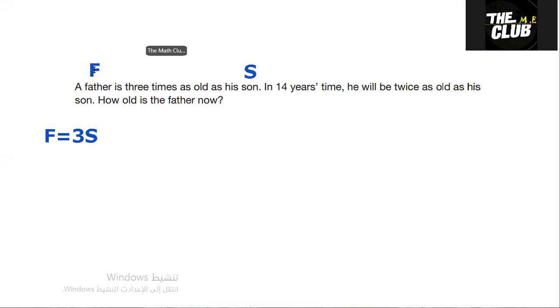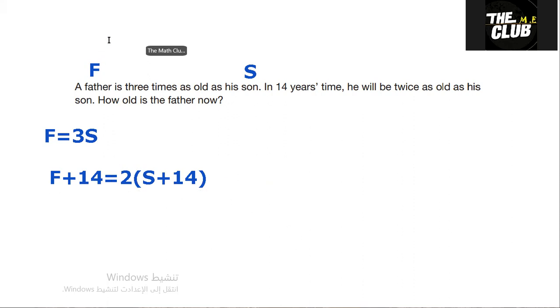As we said, this is the father, this is the son. The father is 3 times as old as the son. And then after 14 years, both of them will add 14 to their age. It means the father plus 14 equals what? He will be twice as old as the son, 2 multiplied by the age of the son, which is S plus 14, because both of them gained 14 years. And then we start solving this.